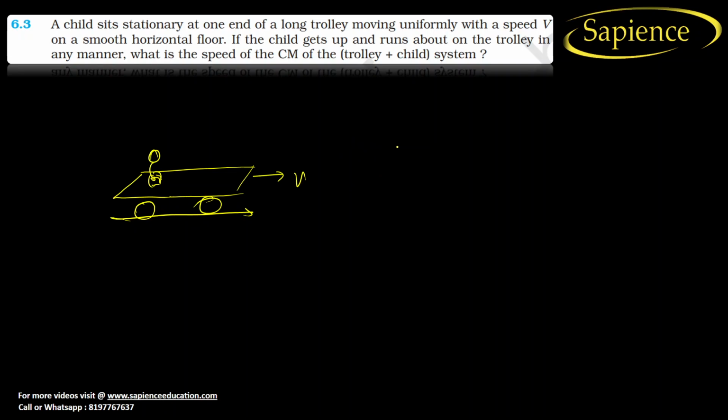If the child gets up and runs about on the trolley in any manner, what is the speed of the center of mass? So let us consider now it is the center of mass. It may be anywhere, so it has a speed v only.